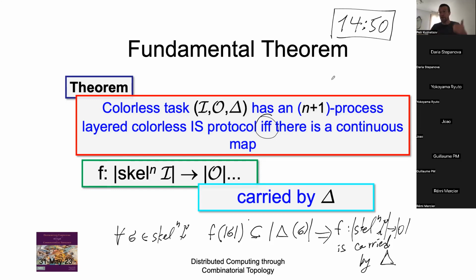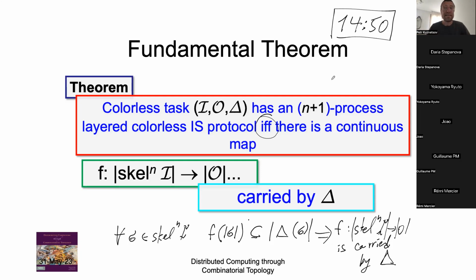And the protocol itself, the L layered colorless immediate snapshot, is the L degree barycentric subdivision. So what do we have? We have an L degree barycentric subdivision, sufficiently fine-grained. Every vertex of it is mapped to some vertex of the output complex, in a simplicial way. And this is what we mean by solving the task. It's simplicially mapped, and it's also carried by delta by construction. So this is what we get from the fact that the task is solvable. There is a protocol.